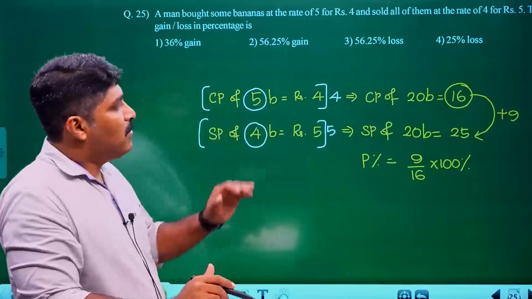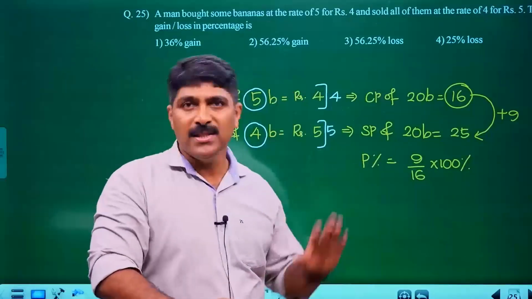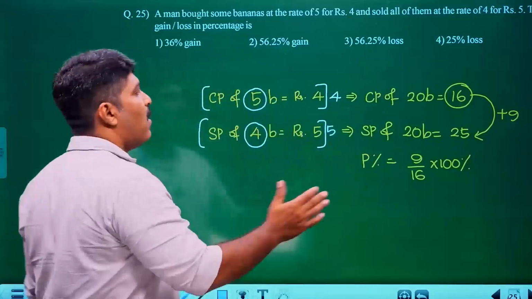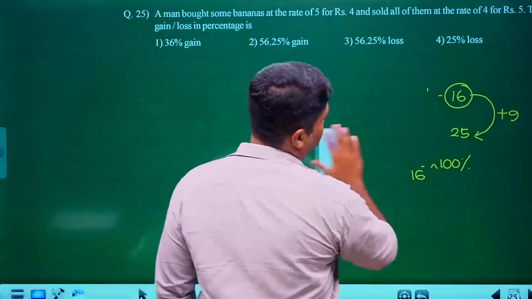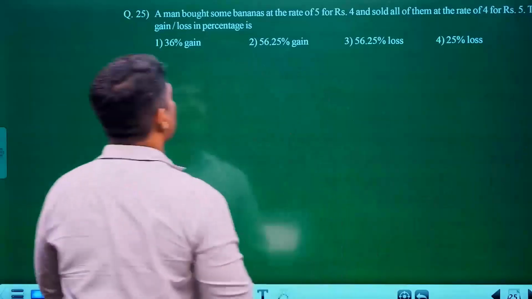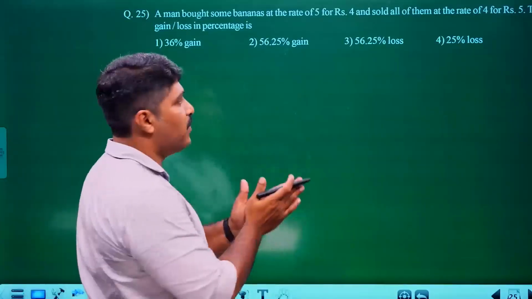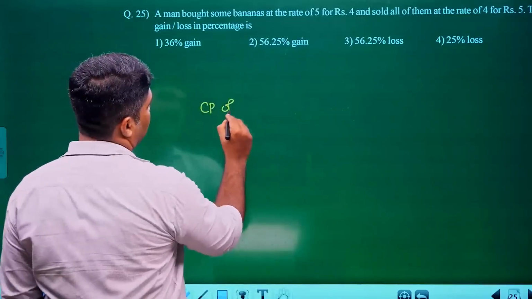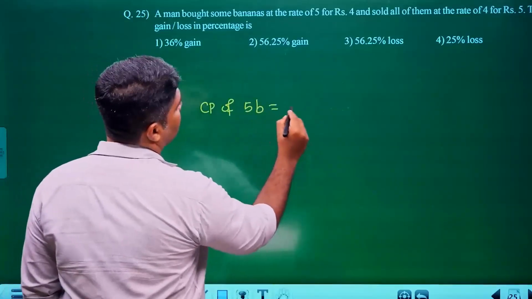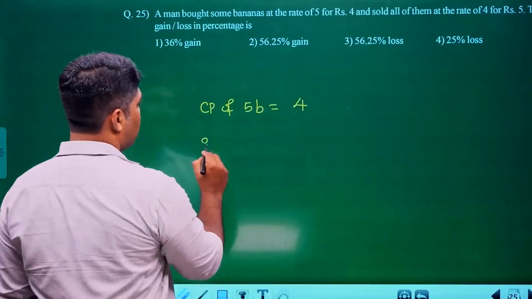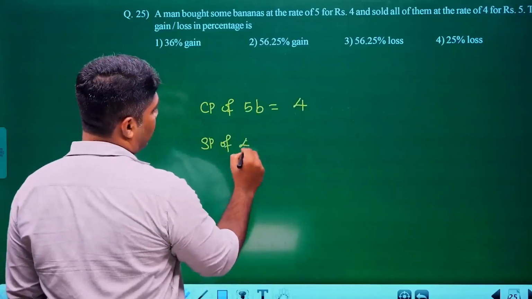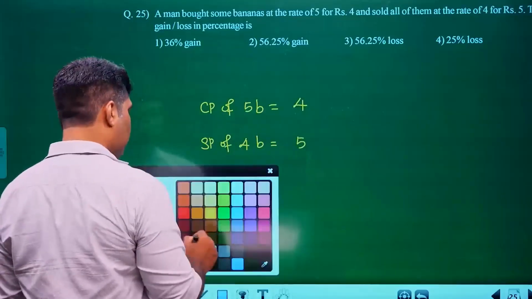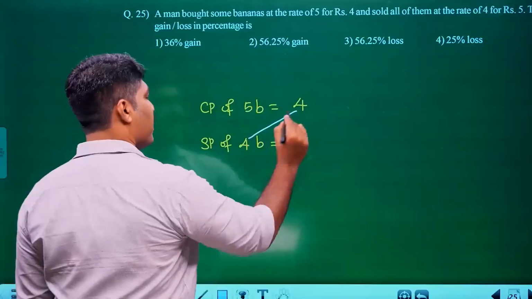And I will give you the easiest approach towards similar types of questions. This is the concept behind this question: we have to equate these two numbers. There is an operational, tricky approach for such a question. Whenever we get a similar type of question, what do you have to do? First of all, write the step like this. Cost price of 5 bananas is equal to rupees 4, and selling price of 4 bananas is rupees 5. Then simply multiply these two values together.